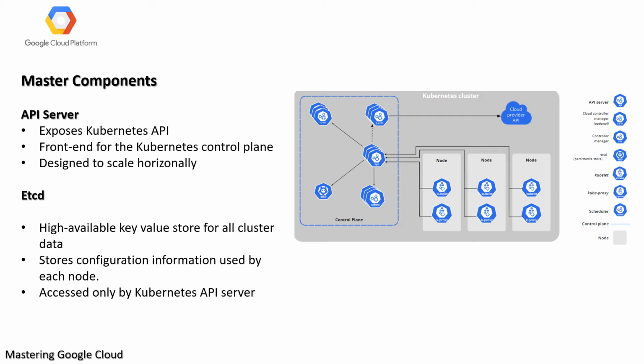etcd. It is a high availability key value store for all cluster data that can be distributed among multiple nodes. It stores the configuration information which can be used by each of the nodes in the cluster. It is accessible only by Kubernetes API server as it may have some sensitive information.